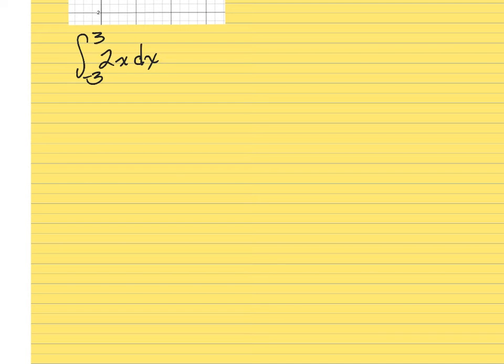All right, so let's evaluate this integral. If we look at it, we're dealing with the function y equals 2x, which we know is a line with slope 2, and we're interested in the area running from minus 3 to 3. And so there it is, right? And if I pencil this in, there we go. We're finding that area right there.